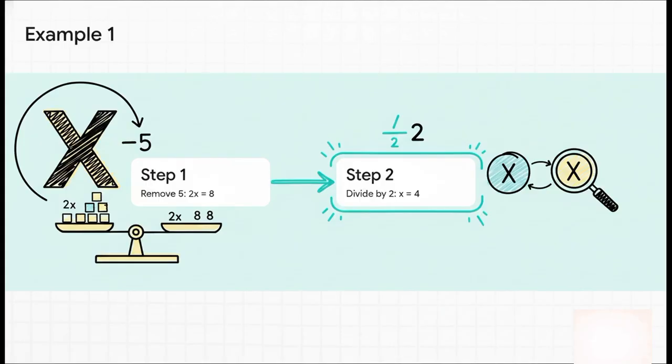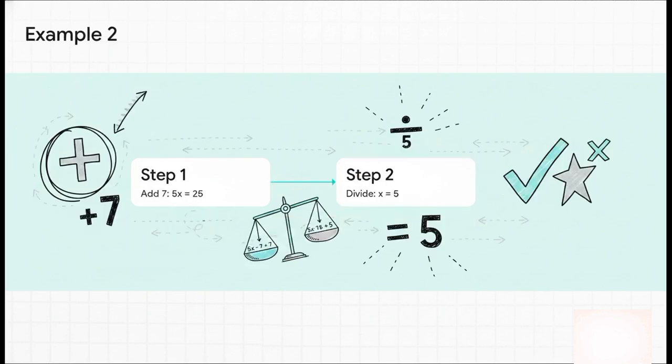But wait, golden rule. We must subtract 5 from the right side too. 13 minus 5 is 8. Okay, so now we have 2x equals 8. Step 2. How do we undo 2 multiplied by x? We divide by 2. Divide both sides by 2, and boom, our missing suspect is revealed. x equals 4.